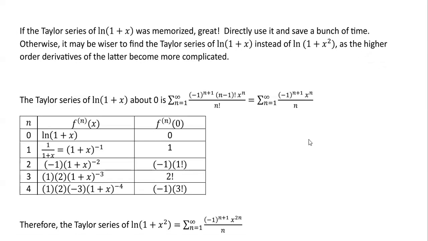Now we just use properties of functions and replace the x with x squared. So the Taylor series is the summation as n goes from 1 to infinity of minus 1 to the n plus 1, x to the 2n over n. And that's the answer. Hopefully this was helpful.